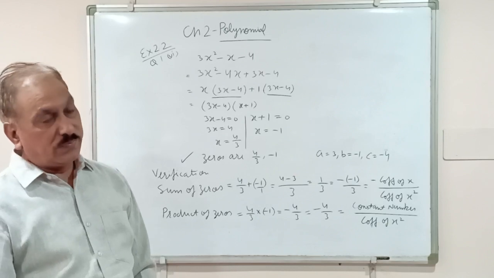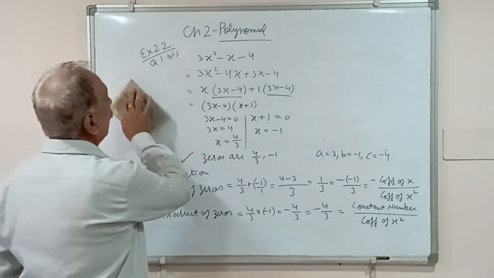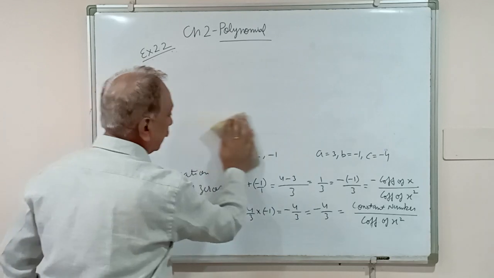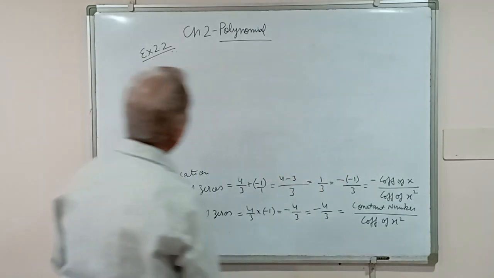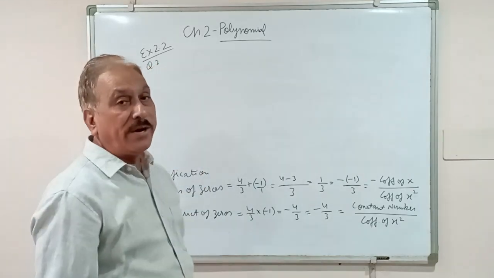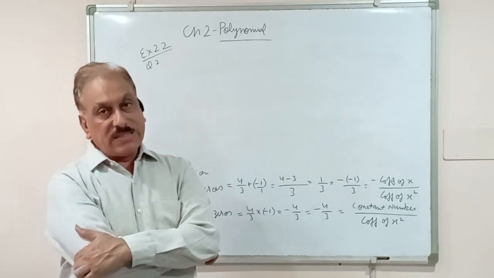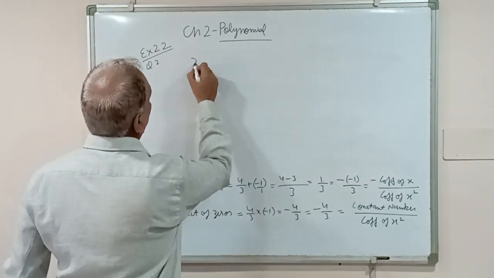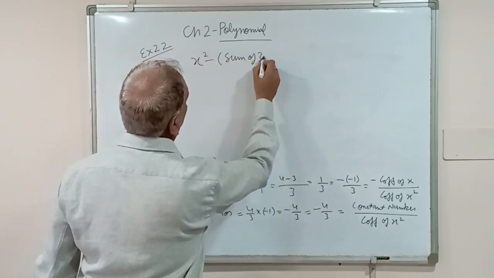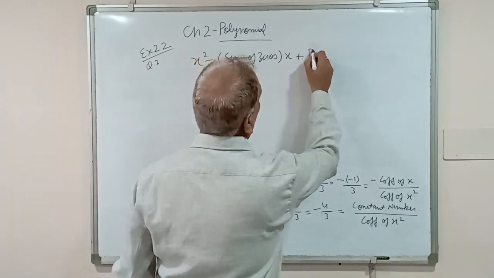Then question number 2. For question number 2, formula is to form a quadratic polynomial whose zeros are given. Generally, x square minus sum of zeros into x plus product of zeros.